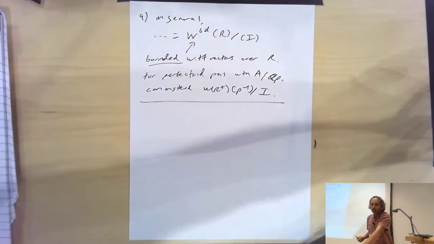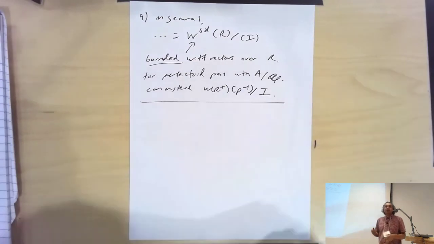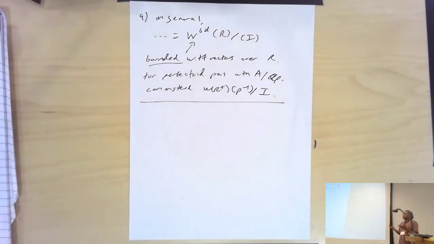So we have this equivalence, but this by itself would be useful. It was already useful for Fontaine.